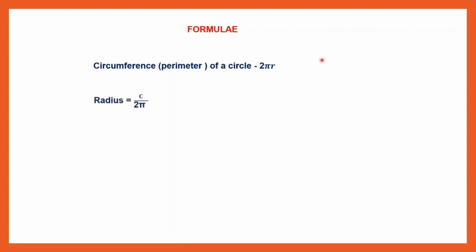Then radius, if we have to find the radius when circumference is given, we use this formula, circumference by 2 pi. If diameter is asked, then we use the formula 2 into radius. Now if radius is asked, when diameter is given, we use this formula diameter by 2. To find the radius when circumference is given, we say circumference by 2 pi. To find the radius when diameter is given, we say diameter by 2.